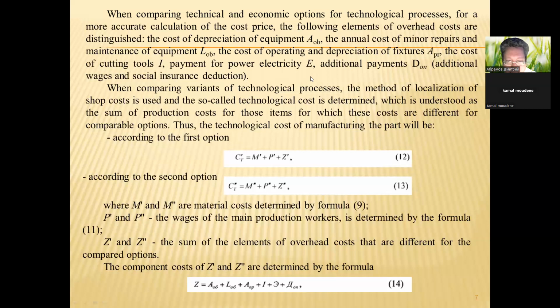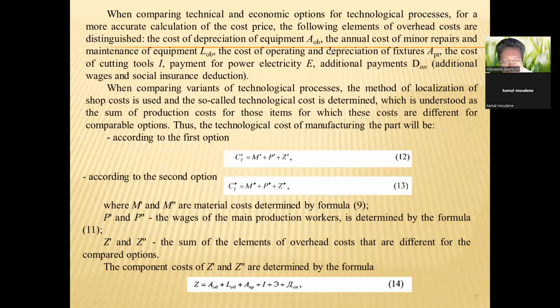Where M are material costs determined by Formula 9. P, the wages of the main production workers, is determined by Formula 11. Z, the sum of the elements of overhead costs that are different for the compared options. The component costs of Z are determined by Formula 14.